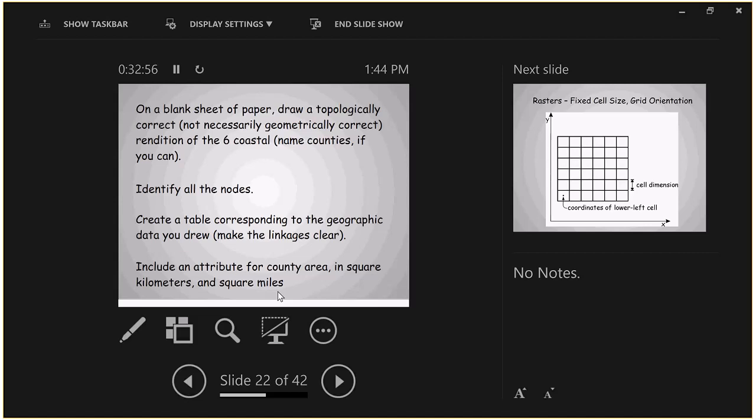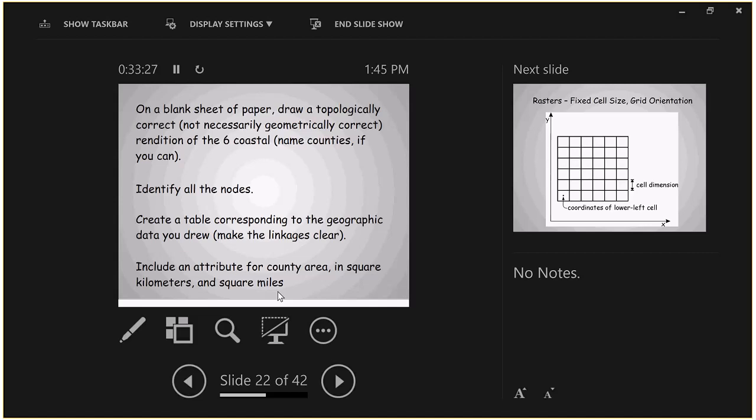Okay, so this is a very simplified version of these 6 coastal counties. I kind of drew them. I know that their boundaries don't really touch like the 4 corners in New Mexico, so I'll draw them like that. Okay, identify all the nodes. A node is a location where the polygons touch. So this would be a node, that would be a node, that would be a node, this would be a node.